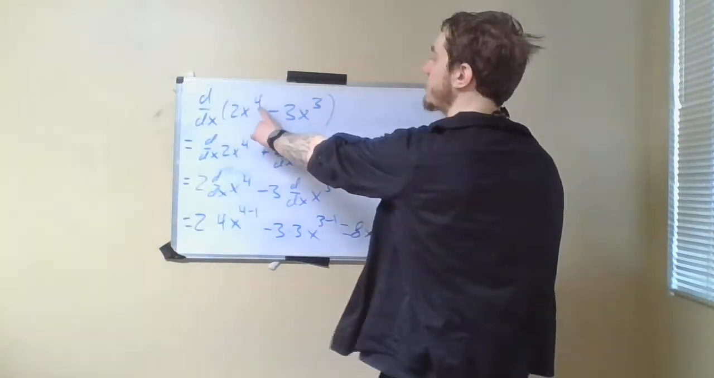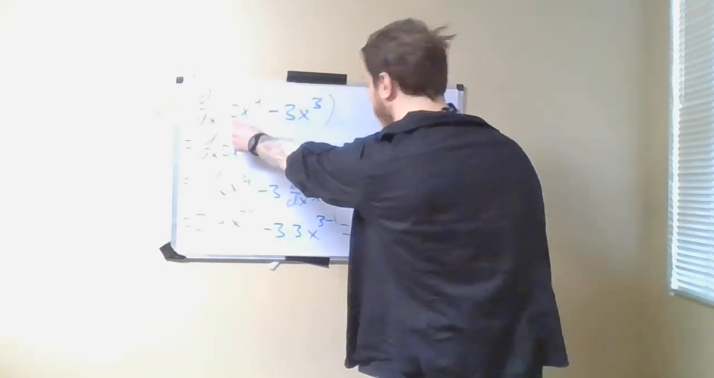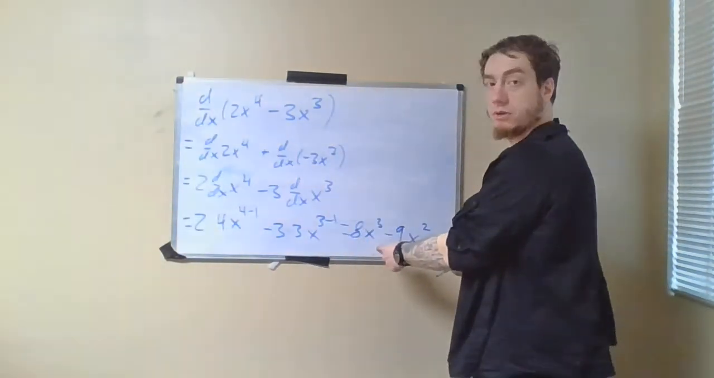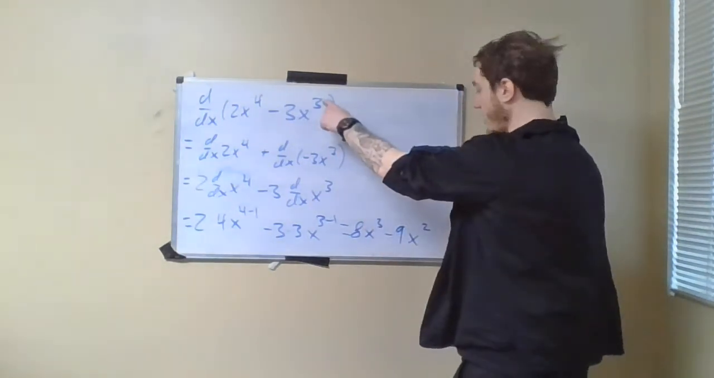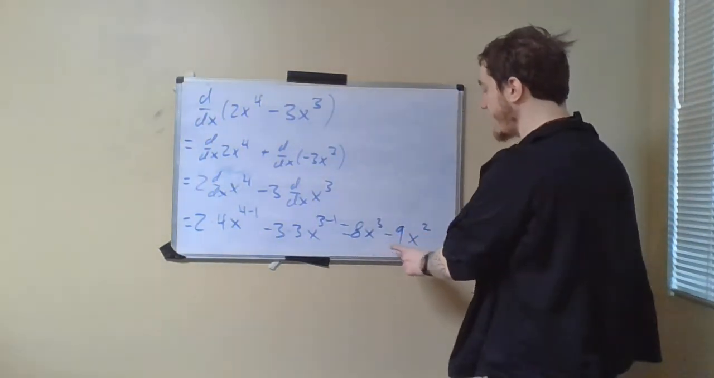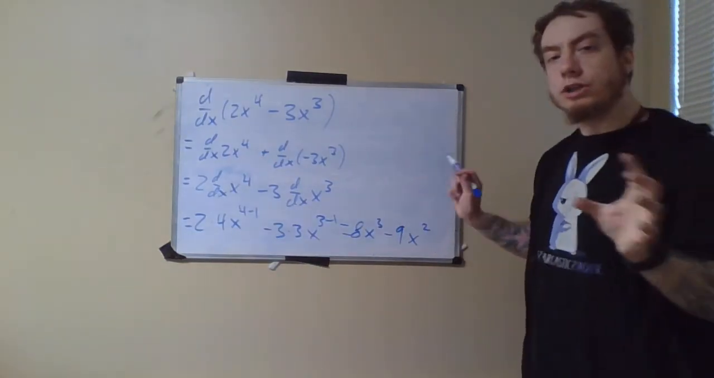So I could have from the start said, okay, 4 times 2 is 8. 4 minus 1 is 3. That's going to give me 8x cubed. Negative 3 times 3 is negative 9. 3 minus 1 is 2. That gives me negative 9x squared. And I could have written this down all in one shot.